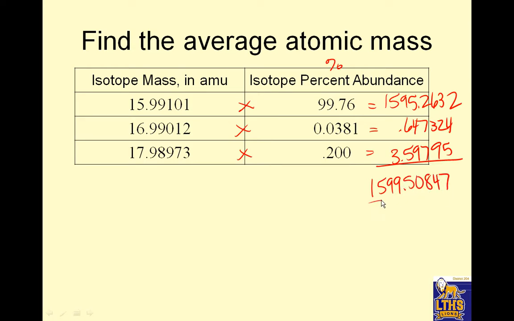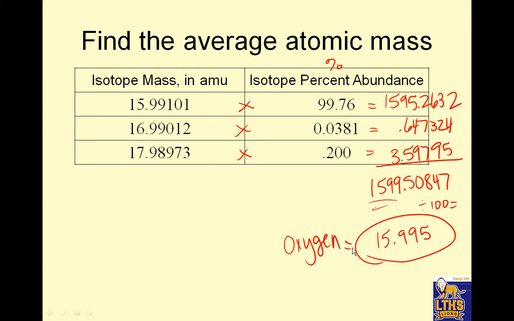You add those all together and you get 1599.508847. Now, this doesn't look like any average mass on the periodic table, and that's because we use these as percents. So we have to divide this whole number by 100, and we get 15.995. This is closest to oxygen. And if you look at the mass of oxygen on the periodic table, a lot of times they'll say 16.00, might say 15.9995, something like that. So that's how they get that number on the periodic table.